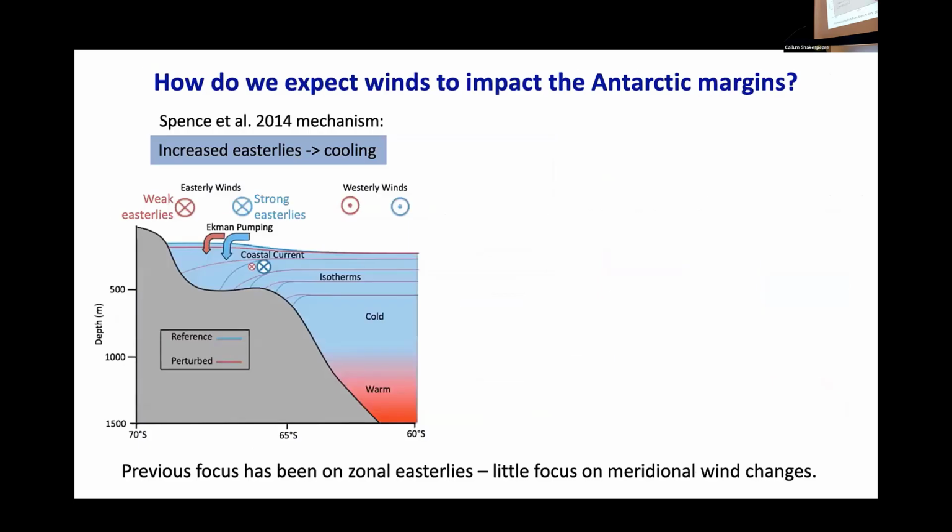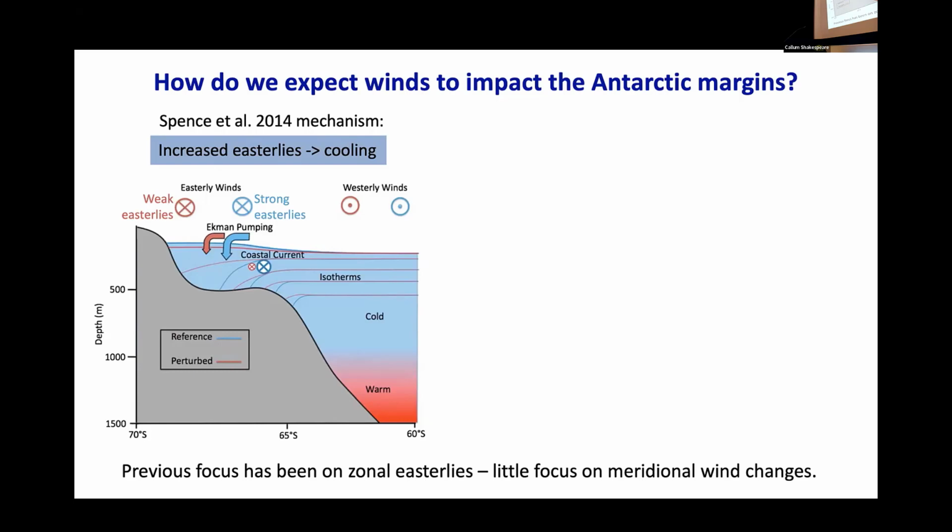Okay, so we've done these wind perturbations. Before we go into showing you what happens, I just want to talk about what's known before. What do we expect when we do this? Paul Spence had this nice study in 2014 where they shifted the winds. Shifting the winds has the effect that the easterlies get stronger as you get towards the coast. So if you shift them, you end up with weaker easterlies at the coast, and if they're further north, you have stronger easterlies.